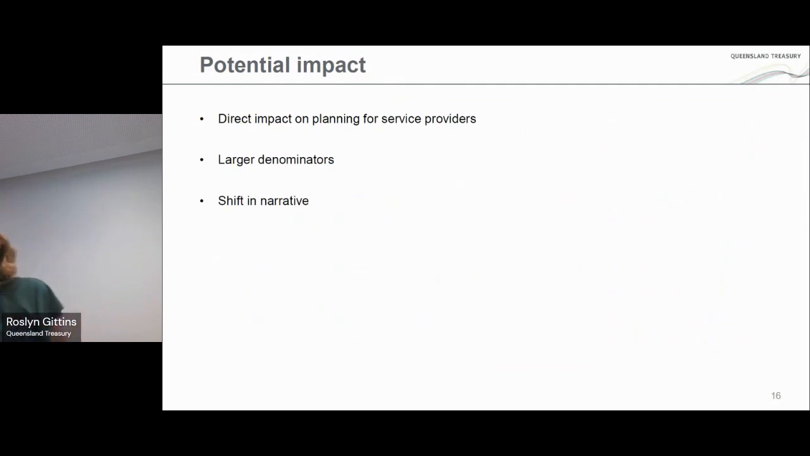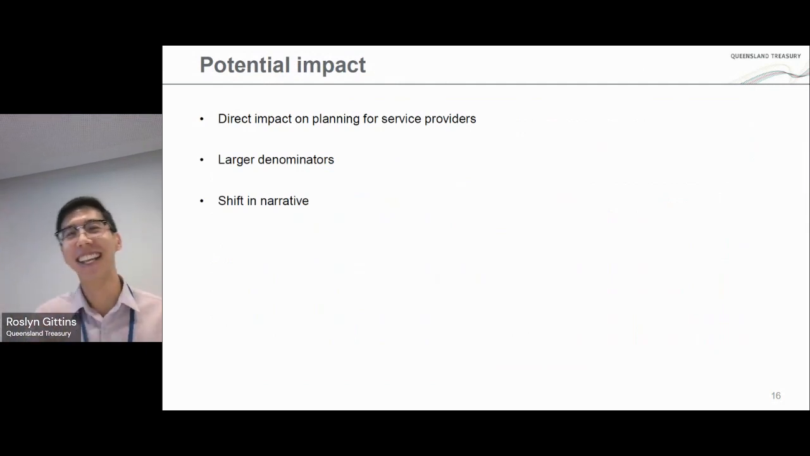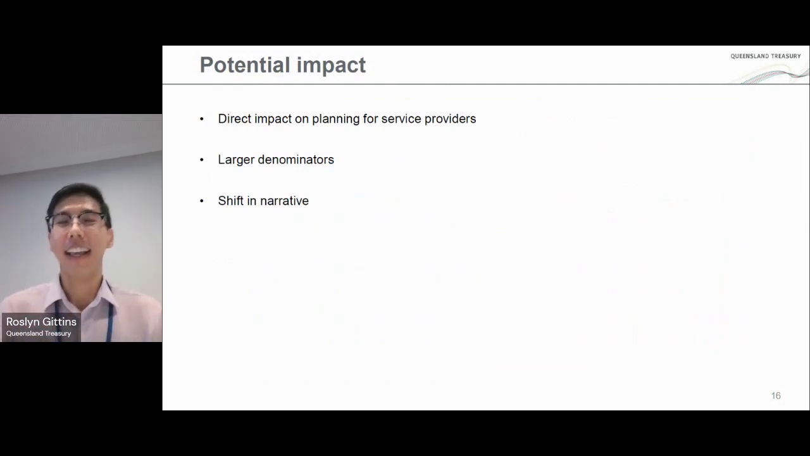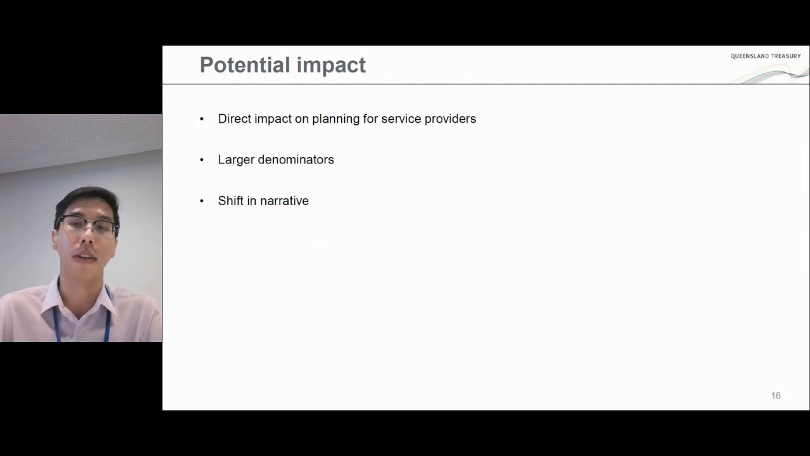So I'll hand over to Edwin now for the potential impacts. Thanks, Ross. Like Ross mentioned, these increases in population estimates have a direct impact on service delivery planning and reporting. In some cases, they may cause a shift in the narrative around particular issues relating to the Aboriginal and Torres Strait Islander population outcomes. I'll briefly run through some examples from the reporting our team typically works on to illustrate this point.